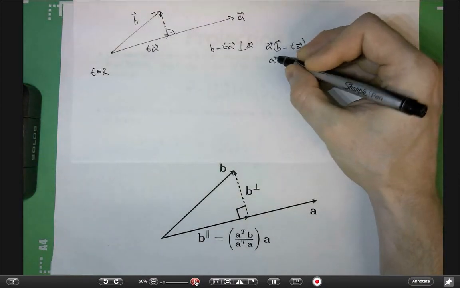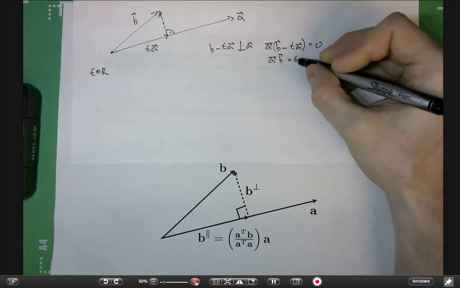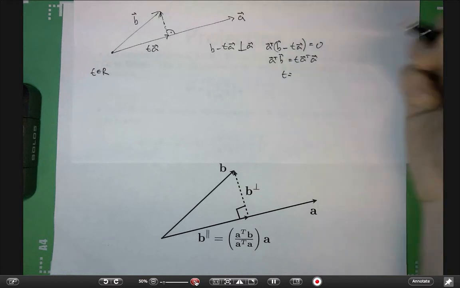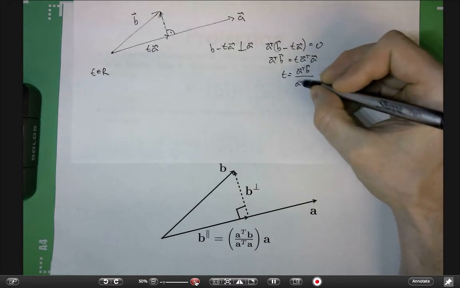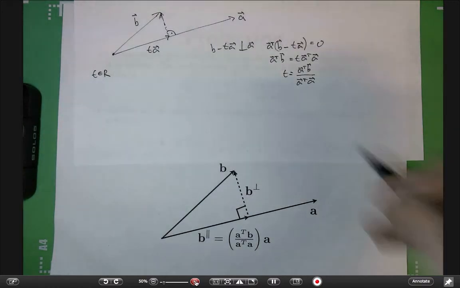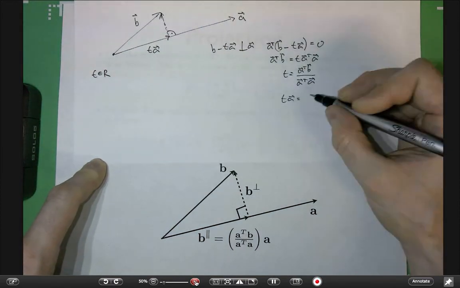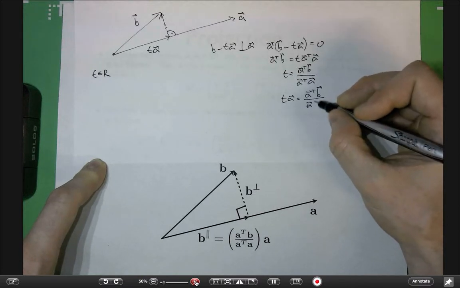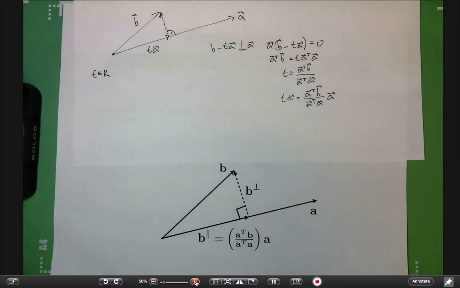So what this says is that aTb has to be equal to t aTa, which means that t has to be aTb divided by aTa. So the result of the projection is t times a, which is just aTb divided by aTa times a. Right? That's my projection.